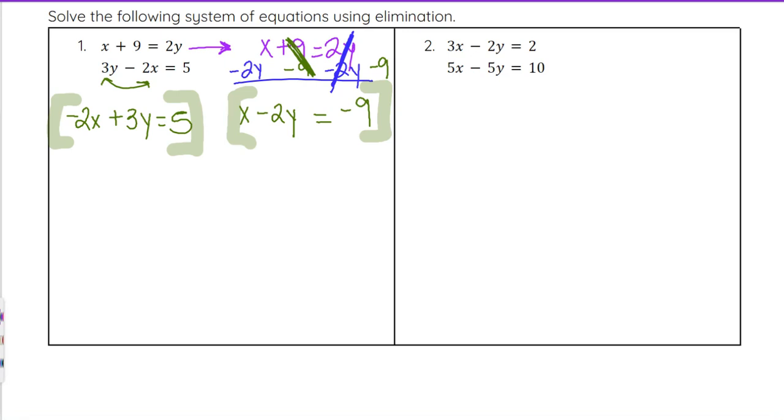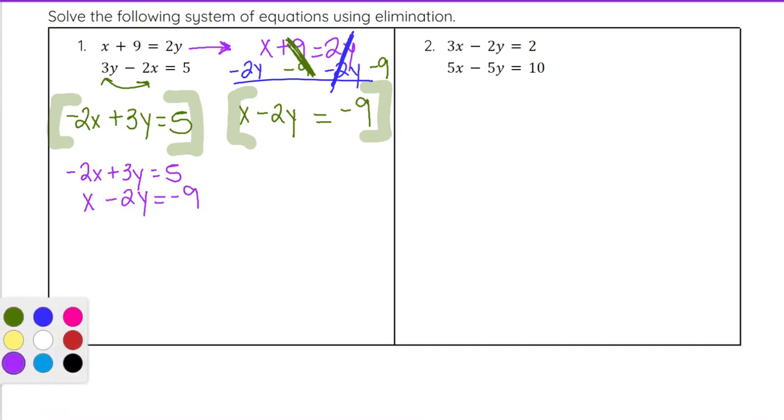So if I write them one on top of the other, negative 2x plus 3y equals 5, and x minus 2y equals negative 9, when I set those up, if I were to add down the columns right now, the x's would not cancel out because I have a negative 2 and a 1. The y's would not cancel out because I have a 3 and a negative 2.